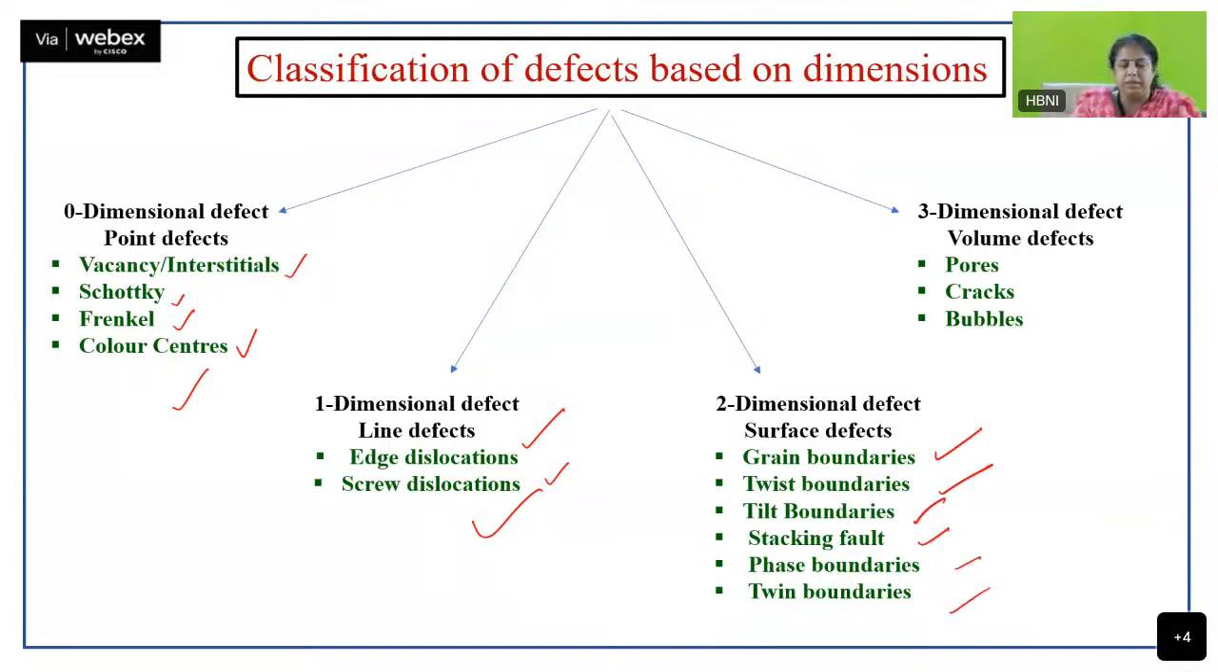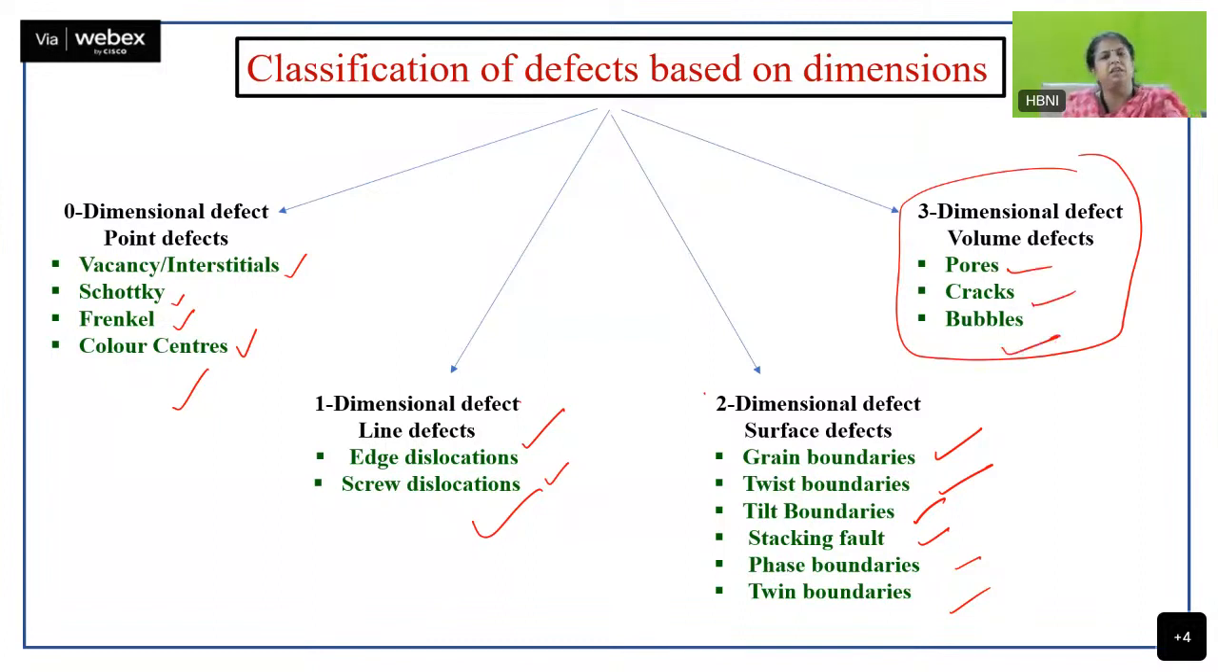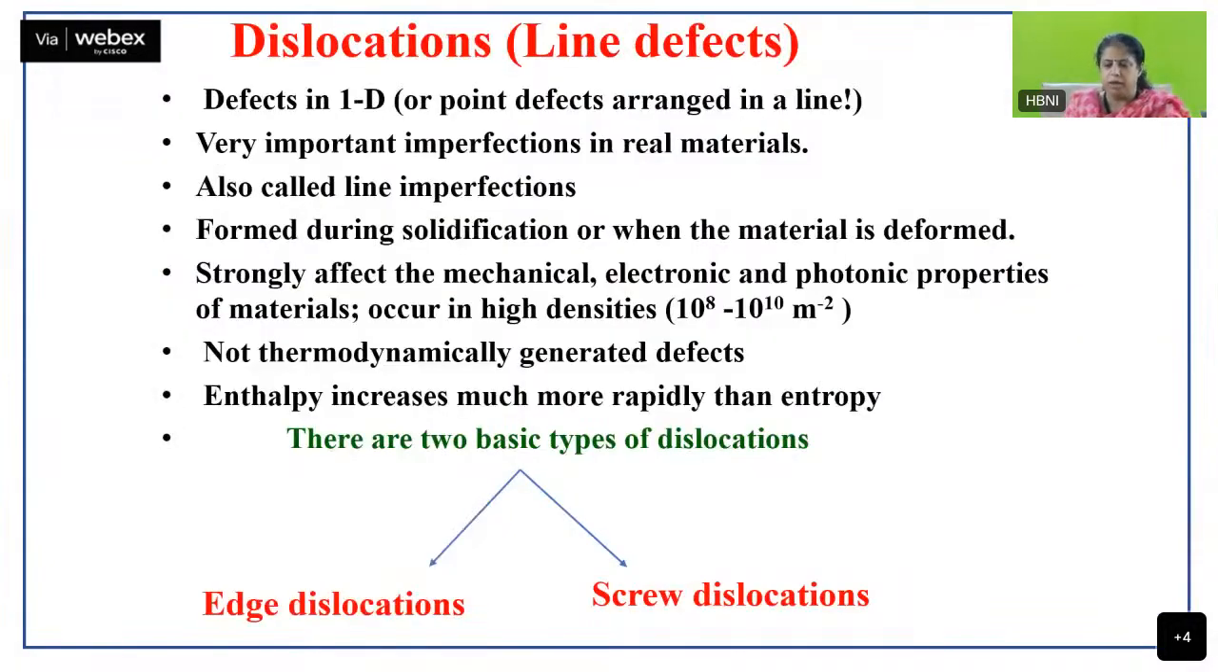phase boundary and twin boundaries. Three-dimensional defects are actually what you can observe by your microscope. In fact, these two also you can observe by microscope. Those are pores in your materials. Those are cracks in your materials. The bubbles in the material, basically the defects that occupy a particular volume. All right. Let's talk about line defects today and then we'll close our session.